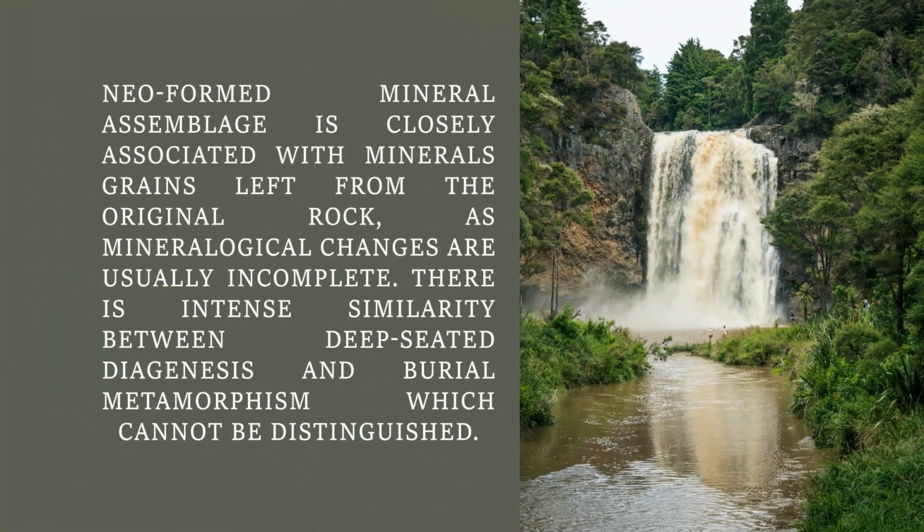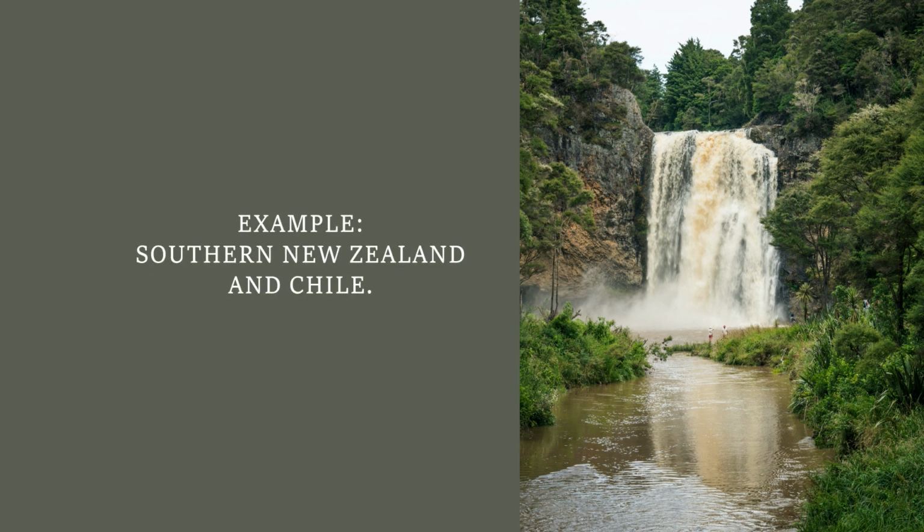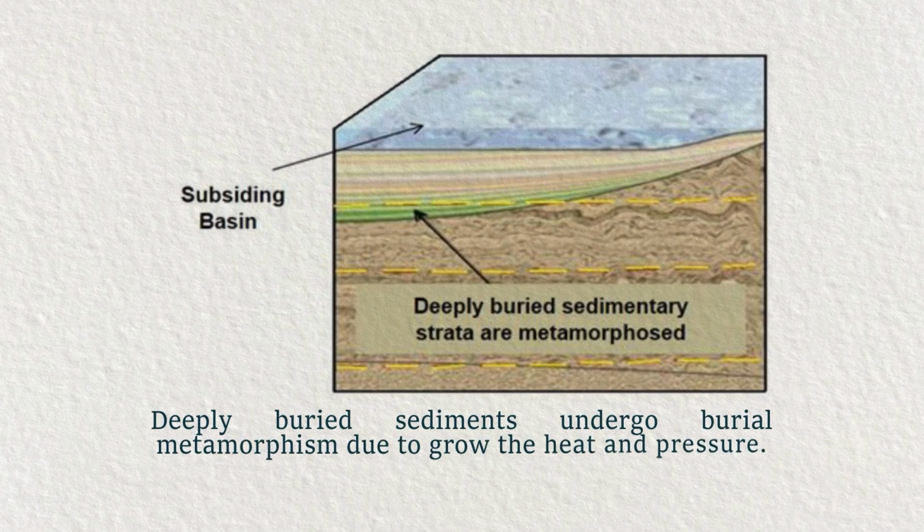The newly formed mineral assemblage is closely associated with mineral grains left from the original rock. As mineralogical changes are usually incomplete, there is intense similarity between deep-seated diagenesis and burial metamorphism, which cannot be distinguished. Examples are southern New Zealand and Chile. Deeply buried sediments undergo burial metamorphism due to growth, heat and pressure.